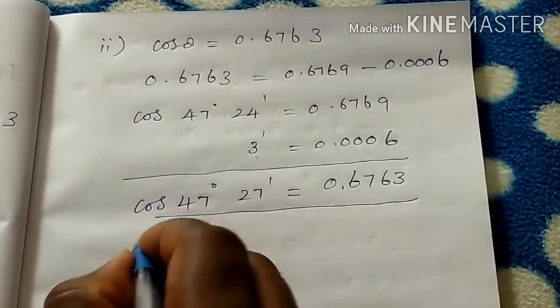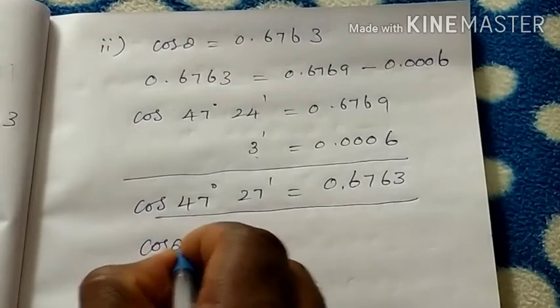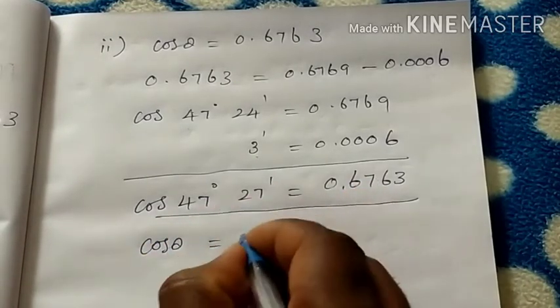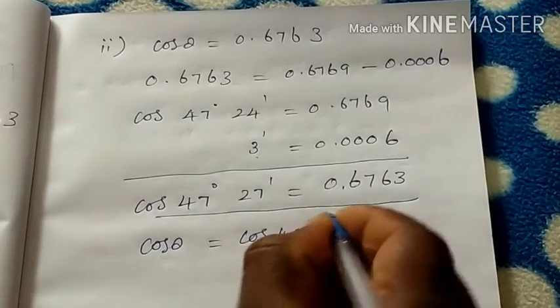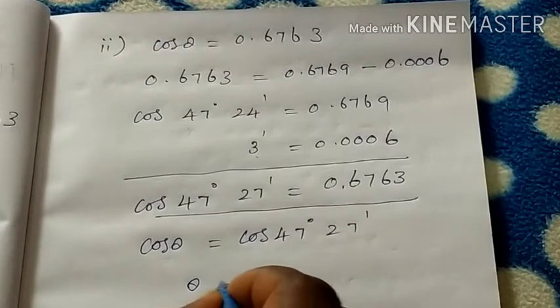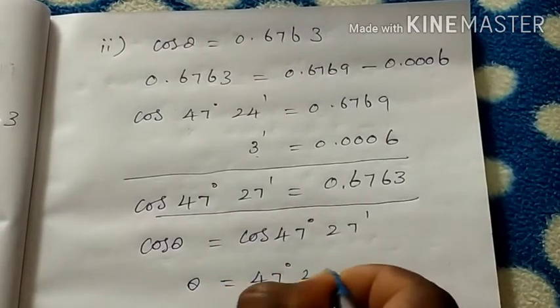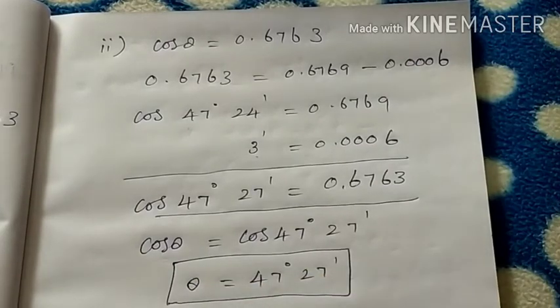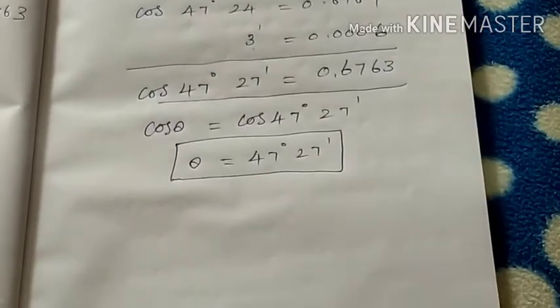The question is cos theta equals 0.6763. This is equal to cos 47 degrees and 27 minutes. Then cos is cancelled, and the remaining is theta equals 47 degrees 27 minutes. Have you understood? Okay. Next, third question.